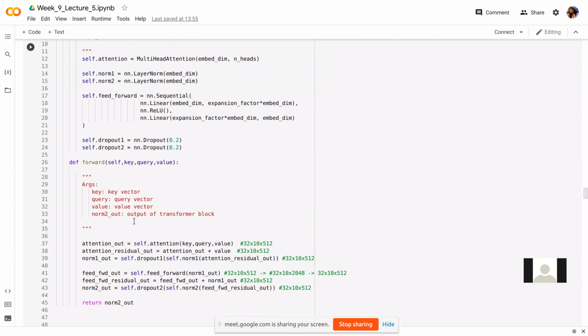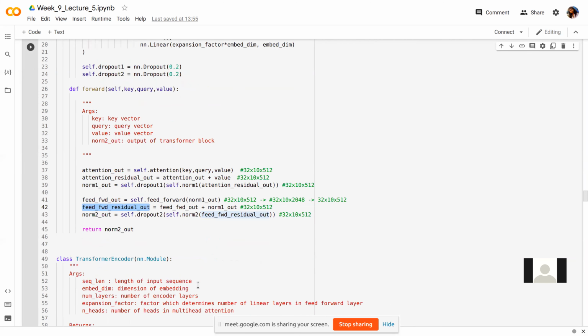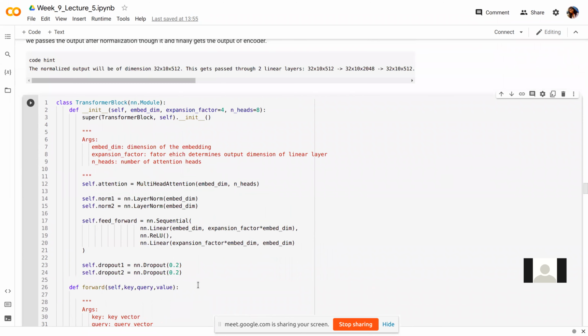And the forward pass will be very simple. Whatever the input is coming, key query value, give it to an attention, get the output. To that output, add the input itself, which was value. So attention out plus value. So this is addition. The next is normalization, so apply the normalization to it. Once this is done, give it as an input to the fully connected layer, the feed forward layer. To the output, add the input, so it will be feed forward out plus norm1 out. The next step is normalizing it. So normalize the feed forward residual out, and this will be the output. So this is the simple transformer block.